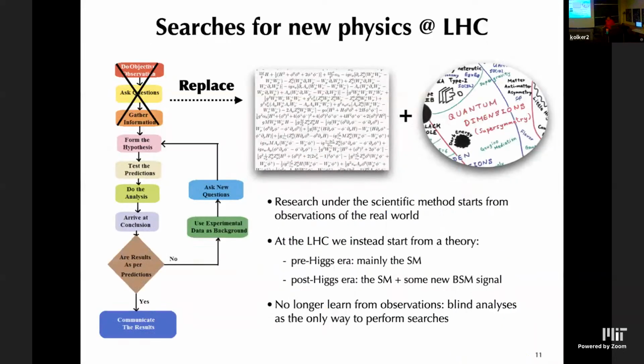And how do we do searches for this type of new physics at the LHC, or actually, what do we not do? Research under the scientific method starts from observation of the real world. But at the LHC, what we do instead is start from a theory, which in the pre-Higgs era was mostly the standard model. In the post-Higgs era, it's still the standard model to observe some rare processes, but even more rare new BSM signals. So in some sense, we no longer learn from observations, and in fact we perform blind analysis as the only way to perform these searches.